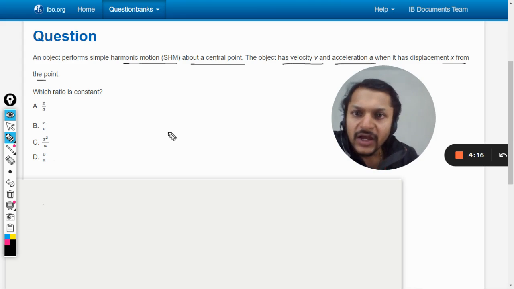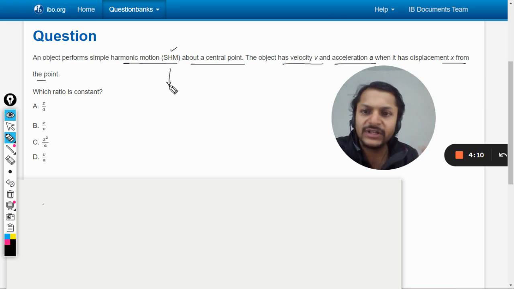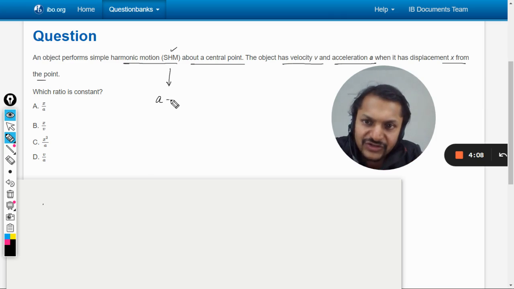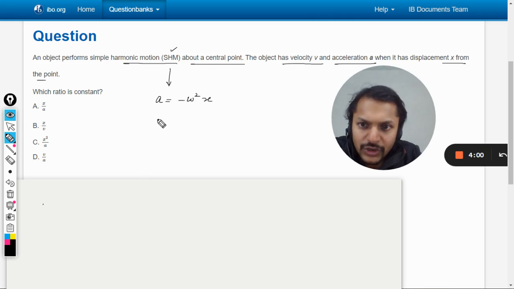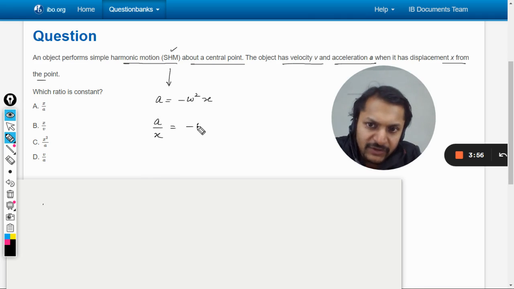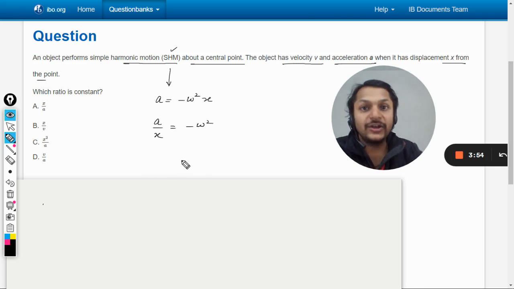How? You see, as far as simple harmonic motion is concerned, there is the fundamental condition on simple harmonic motion. And what is that? That the acceleration is equal to minus omega square x. And there it is, you have the answer in front of you. So if you have the a by x ratio, it will be minus omega square. And omega is the angular frequency.